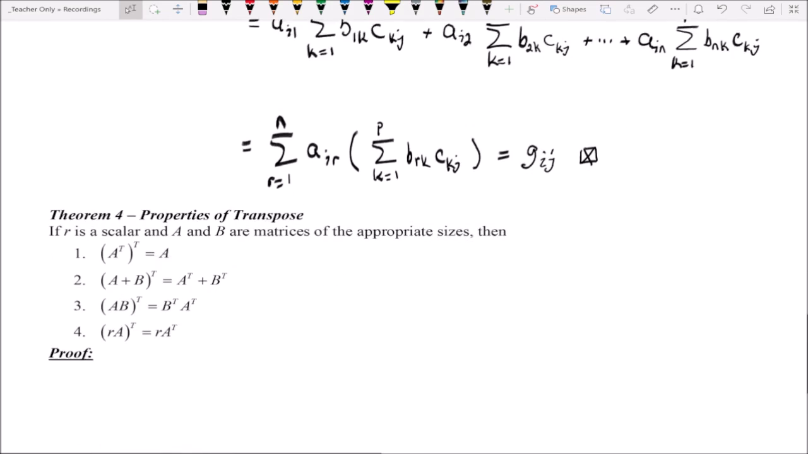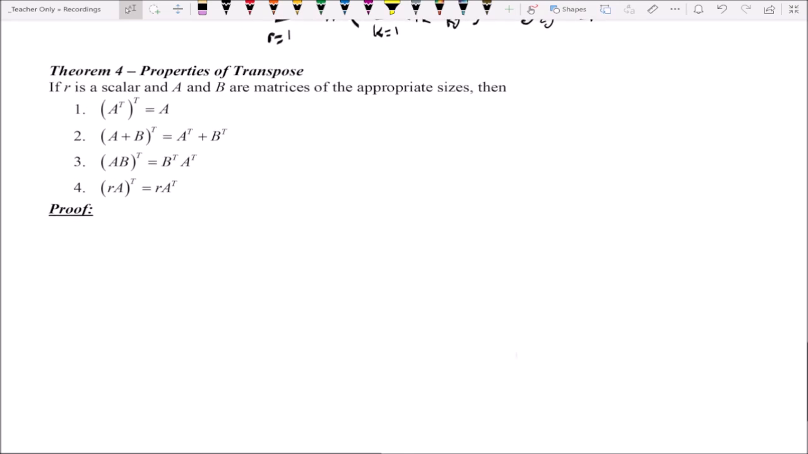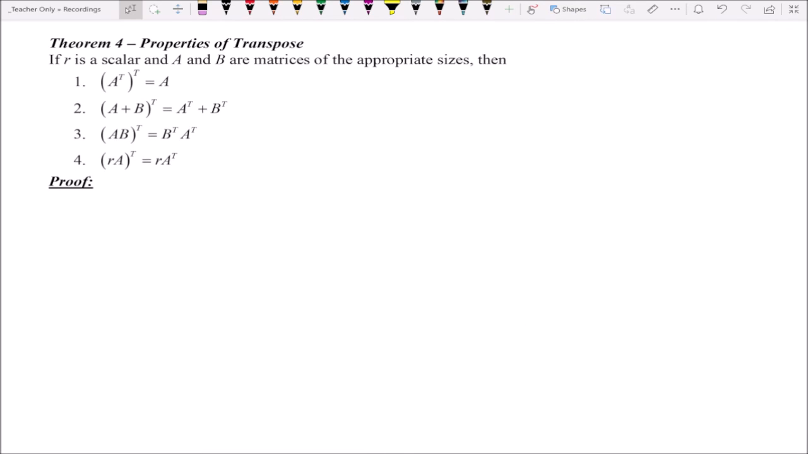Finally, let's go ahead and look at properties of the transpose. All right, so we're saying that r is a scalar, and A and B are matrices of the appropriate sizes. Then we have four properties. A transpose transpose is equal to A. So if you take the transpose of the transpose, you get back to the original matrix. A plus B transpose is A transpose plus B transpose. So if you take the transpose of a sum, it's the sum of the transposes.